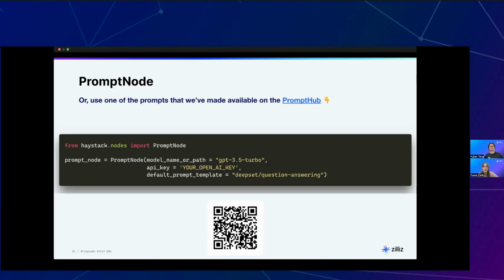The other option, in terms of prompts, is to use some of the prompts that we've made publicly available on our new prompt hub. If you scan this QR code, it'll take you there. But this is quite a neat way of just making use of already available prompts without you having to design one yourself. And you can set the default prompt template to one of the names of the prompts we have available in Prompt Hub. One example, and I use this one pretty frequently, is called Deepset question answering. This prompt is already designed to do retrieval augmented question answering.